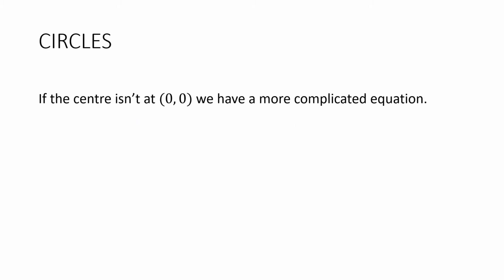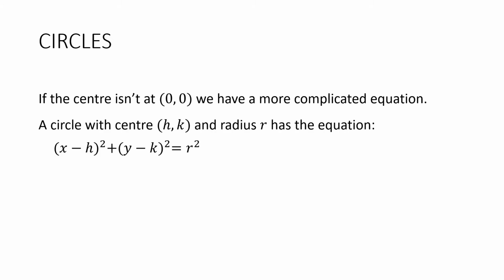Okay, let's move on. If the center of the circle isn't at 0, 0, then we have a more complicated equation. It's going to look like this. A circle with center h, k and radius r has the equation x minus h all squared plus y minus k all squared is equal to r squared. Now the r squared is still the same, but instead of x squared plus y squared, we've got in brackets x minus h and y minus k.